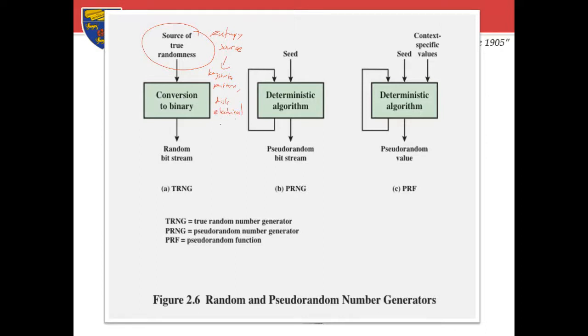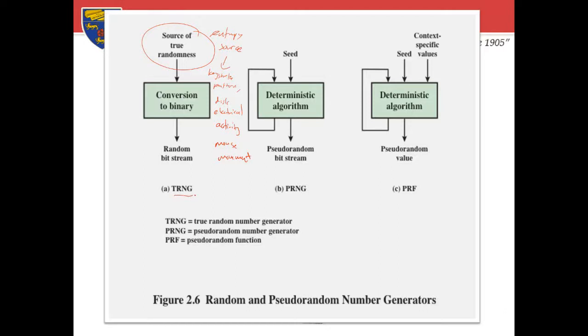Electrical activity, mouse movement, and so on. Really random. You cannot predict your mouse movement. Maybe a system clock or something. The source or combination of sources serves as input to an algorithm that produces random binary output. The TRNG may simply involve conversion of an analog source to a binary output. So this true random number generator may also involve additional processing to overcome any bias in the source.